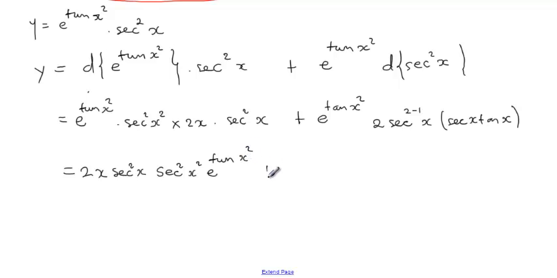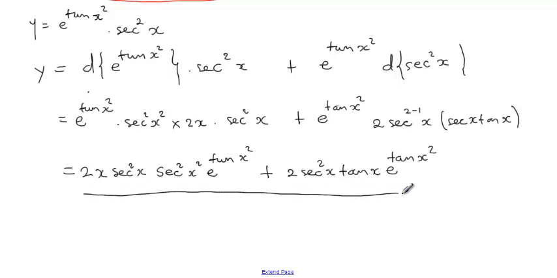Plus, here, check this one. You've got sec x here, you've got sec x here. So these two can combine to sec squared x. So 2 sec squared x multiplied by tan x, e to the power tan x squared. Then I can hand in my exercise.